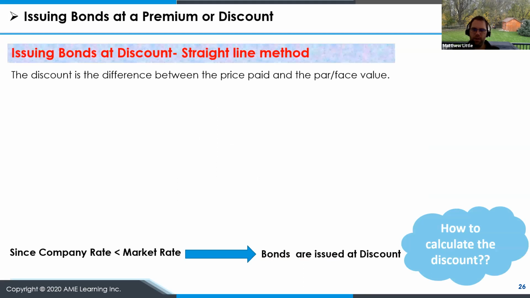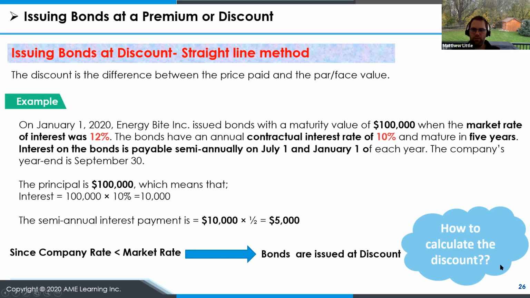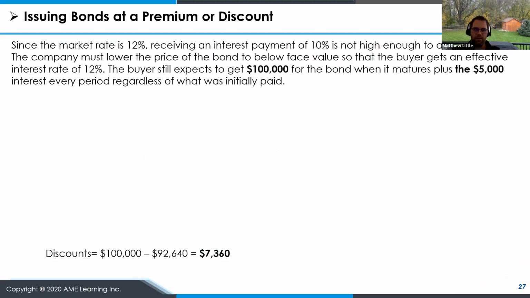So we'll move on to discount. Same process, just opposite math. So what if we have this example where we issue bonds worth $100,000, the market interest rate is 12%, but we're only paying 10% over 5 years, and we're paying semi-annually again. So same kind of process, the only difference is the market rate's higher, therefore there'll be a discount.